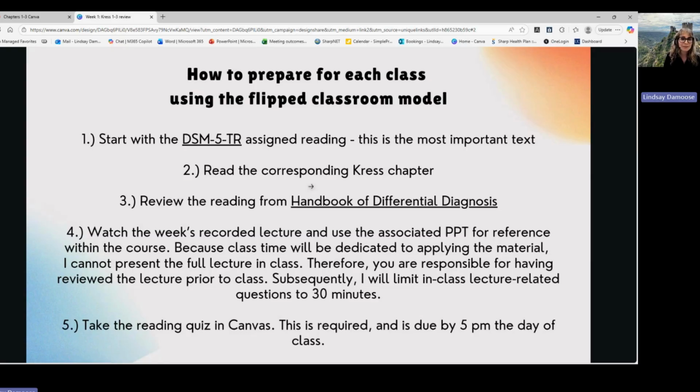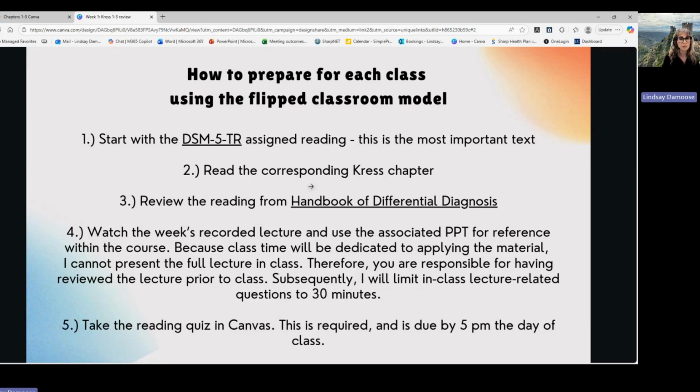What I will tell you with the flipped classroom model is I know that everybody learns differently. How I've done this before is told everybody to start with the DSM, read the reading from the DSM, then read the corresponding CREST chapter, and then review what is indicated from the Handbook of Differential Diagnosis. But if you do better with an audio component, I get pretty in depth and detailed in the lectures, so you might start with the lectures first. It might be a trial and error process.